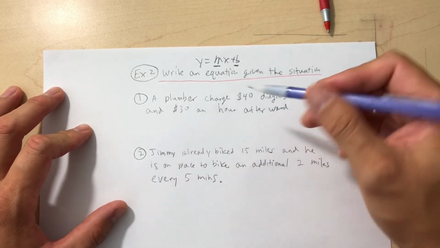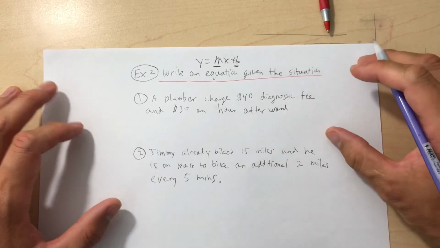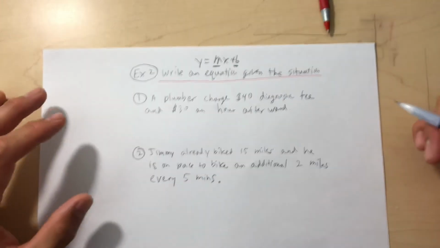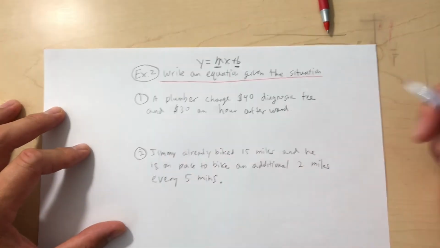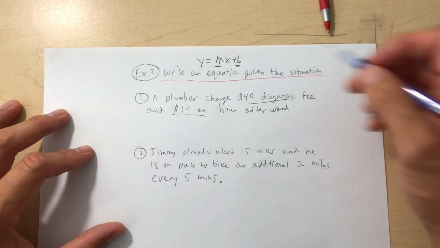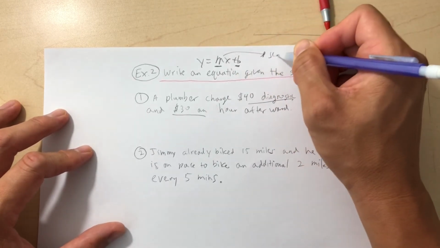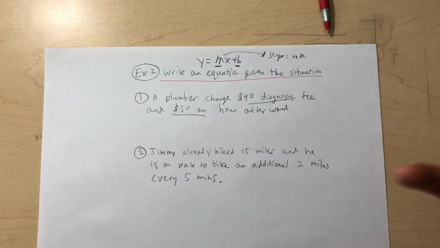I call a plumber, and the plumber is going to charge me $40 just for a diagnostic fee, meaning that they can see what's wrong with my plumbing, okay? And then if I want to proceed, it's going to cost me $30 an hour, okay? So I have 2 numbers here, all right? Remember, your slope is also known as the rate, all right? So the rate means that it's a number that's constantly changing. It's going to go up or down, okay?